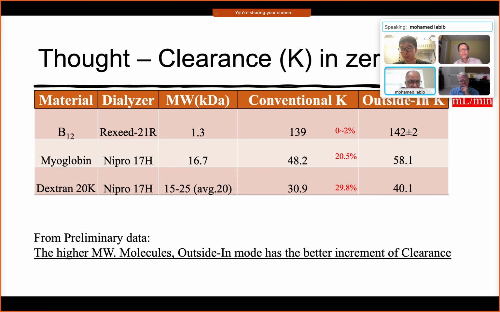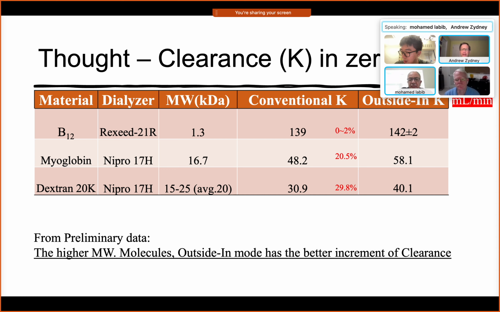Andrew, isn't it expected that it is just the mass transfer convection that is responsible for the clearance? And do you expect that difference is because of what? Because of more mass transferring from the outside in, and why? Yeah, it's because these membranes are asymmetric and they have a tight layer on the lumen surface and a larger pore size on the shell side.